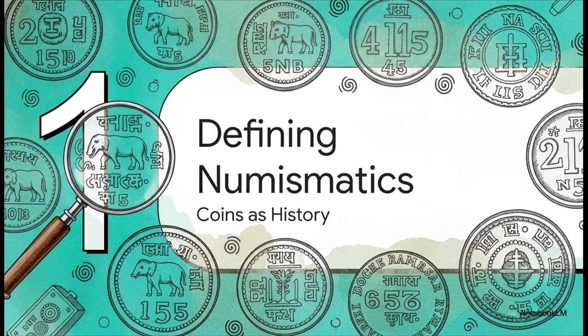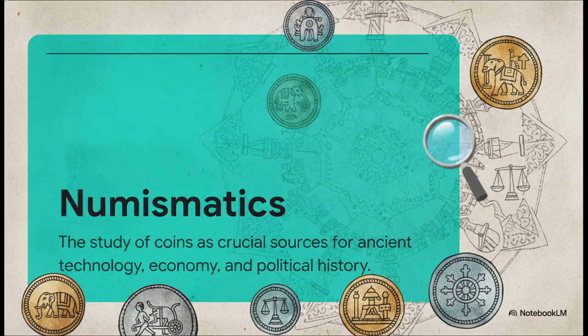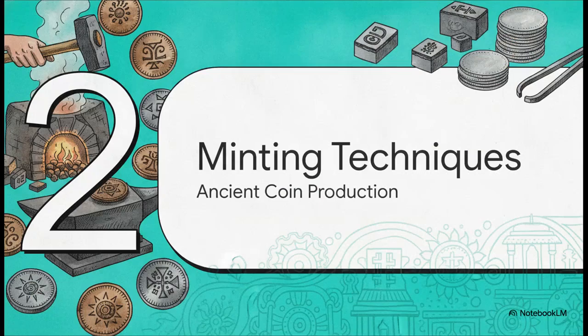Section 1. Defining numismatics and how coins act as history. Right off the bat, we need to establish that numismatics isn't just a fancy word for coin collecting. It's actually the hardcore science of reading metallic documents. You see, in ancient India, long before widespread paper records survived, coins were basically the official broadcasts of the state. They tell us exactly what kind of technology they had, the economy they managed, and the sheer political power they wielded.